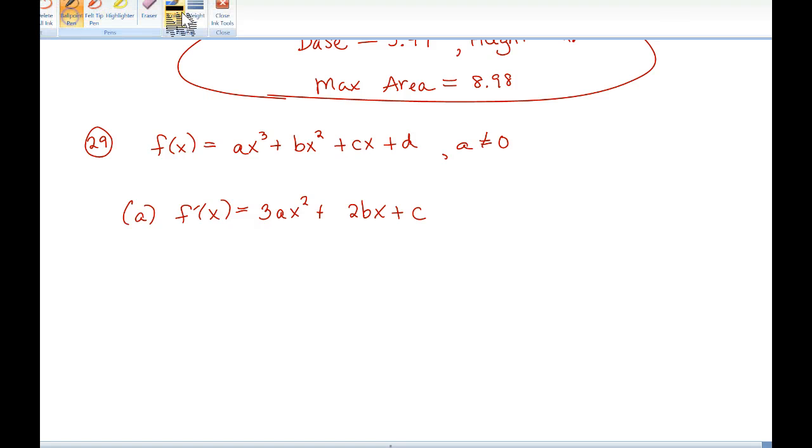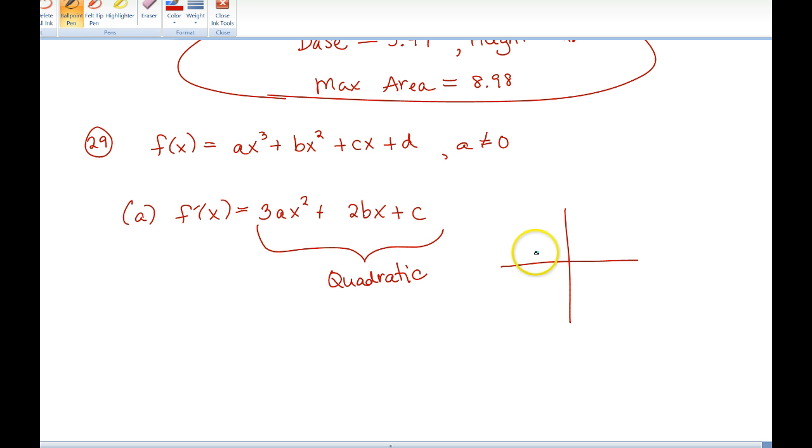Okay, so continuing with number 29. When we do the derivative, we see that we end up with a quadratic. And so, if you think about a quadratic, it's a parabola. So you are either going to have 1 zero, 2 zeros, or no zeros.